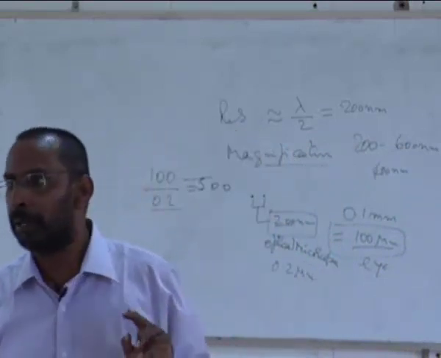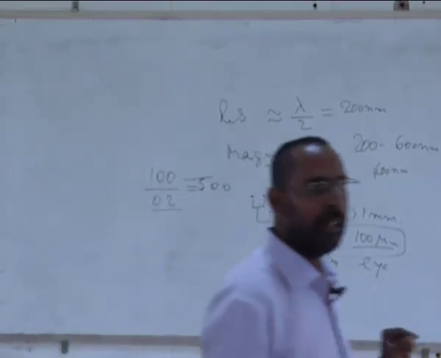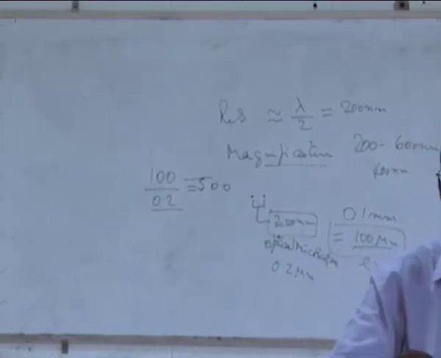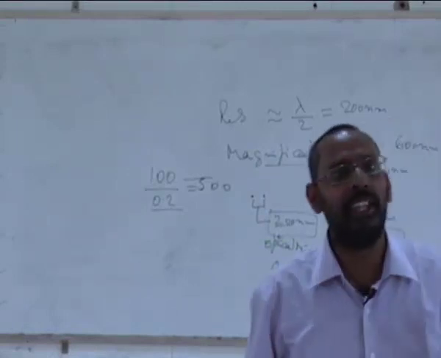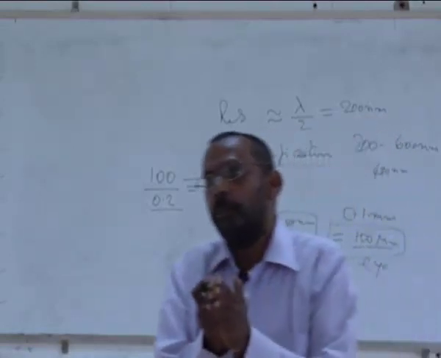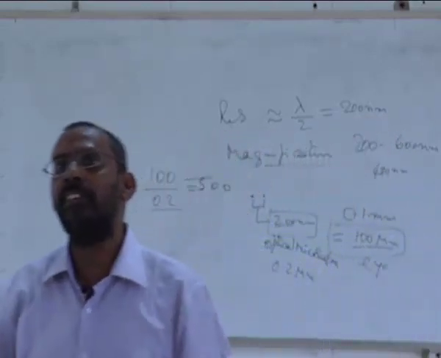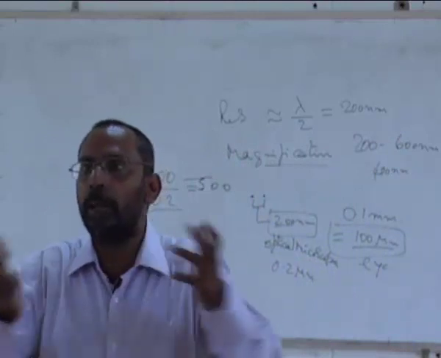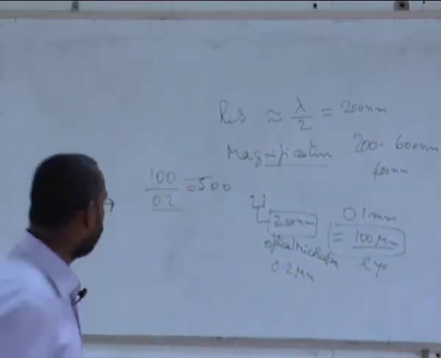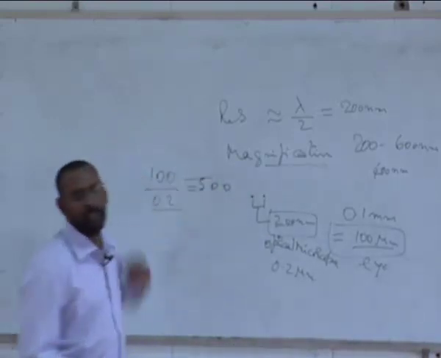Please remember, resolution means any two closely spaced spots or features which can be separately seen. What is the smallest distance between any two features which I can see separately without getting blurred into one single image is what is called the resolution. So this limits the thing.